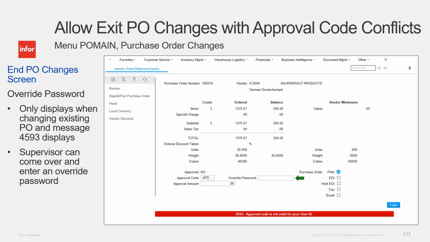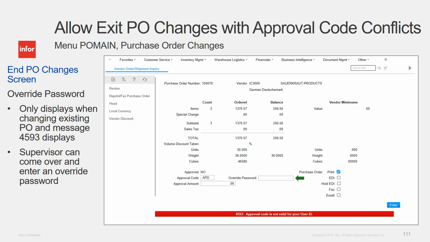There's a new override password flag field on the end screen. This field will only display on the change of an existing purchase order when the approval code is not valid for your user ID. An error message is presented to a user who is modifying an approved purchase order and the existing approval code level, the code and level, are not theirs. When this happens, the new approval code can be entered. So possibly a supervisor can be called to key an override approval code and an override password.